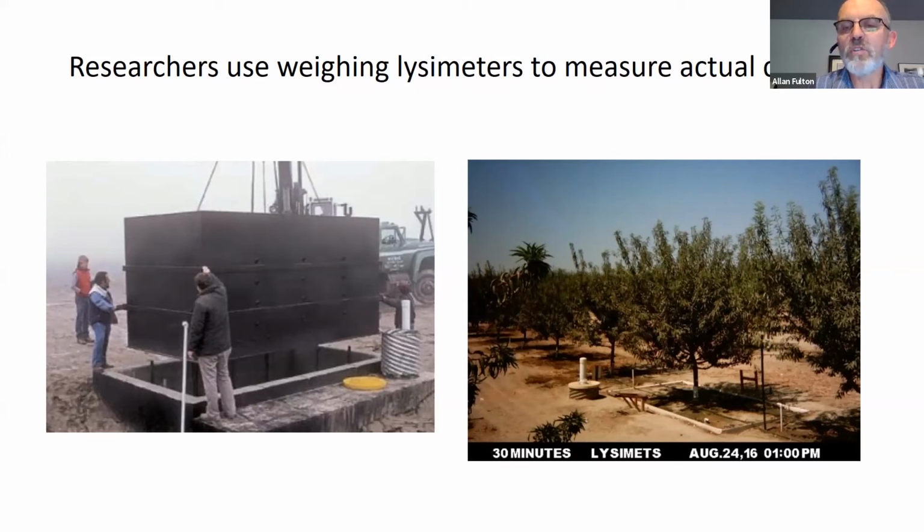The picture on the right shows an almond tree in a weighing lysimeter. You can see the wetted pattern below the tree. You can see the drip hose going lengthwise across the lysimeter. The actual crop ET is determined by measuring the mass or weight loss in the lysimeter on an hourly basis, and then totaled for a daily basis.